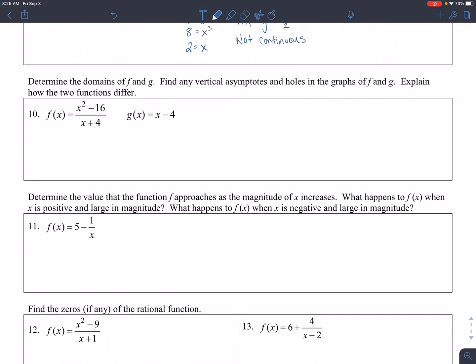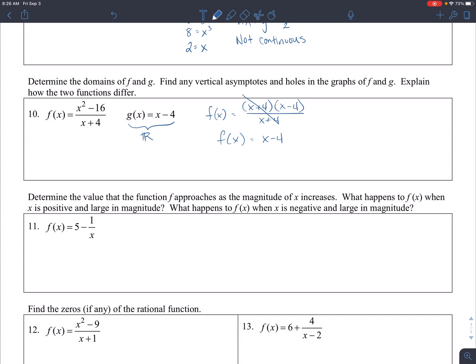All right, so there are some functions that are a little tricky. It says determine the domains of f and g, find any vertical asymptotes and holes in the graphs, and explain how the two functions differ. First of all, g of x is just a line. So the domain is just all real numbers. There are no asymptotes, there are no holes in a line. F of x, on the other hand, we need to simplify it first. And you can see here that we have a canceled factor, so f of x equals x minus 4.